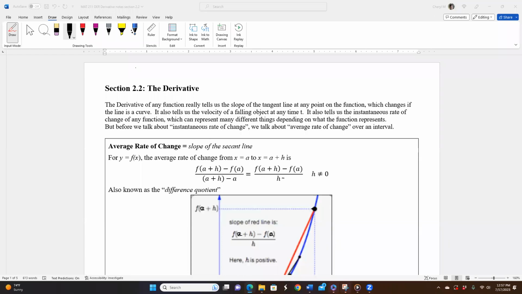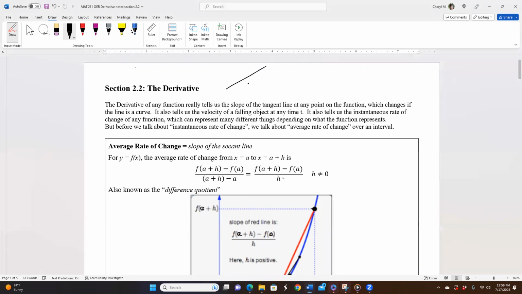In this video, we are going to look at the very important concept of the derivative. It's a fundamental concept in any calculus course. Now, the derivative of any function really tells us the slope of the tangent line at any point on the function, which will change if the line is a curve.